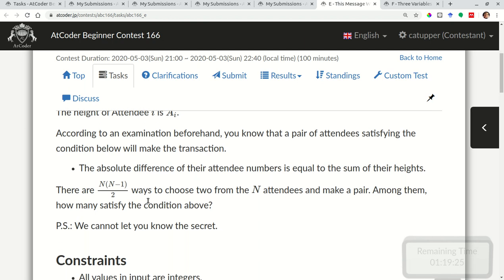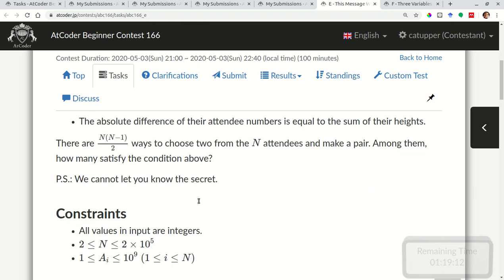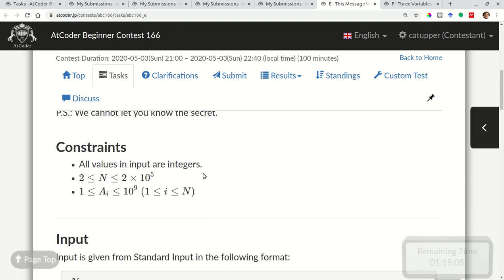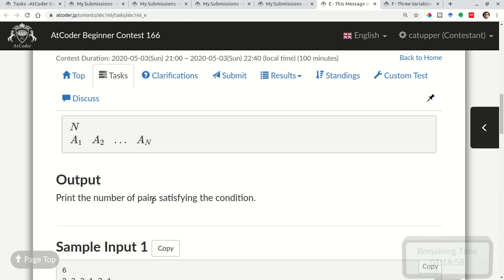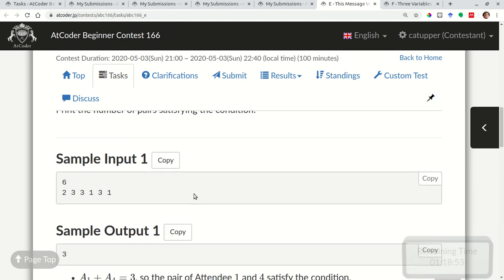There are N choose 2 ways to choose two attendees. Among them, how many satisfy the condition above? Yes, we cannot let you know the secret. The constraints are like this: N is big enough, and we are given N and many numbers. Okay, so let's look at the sample.